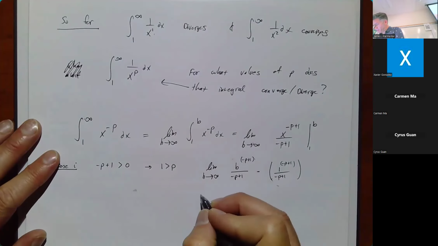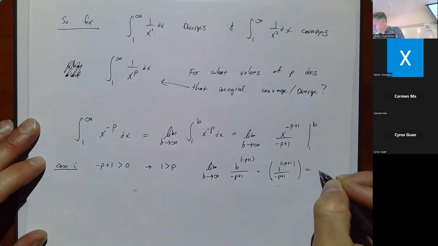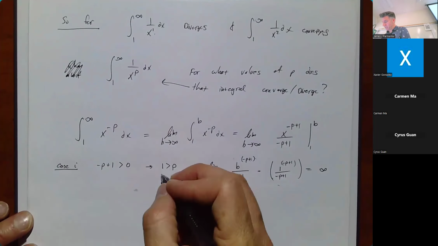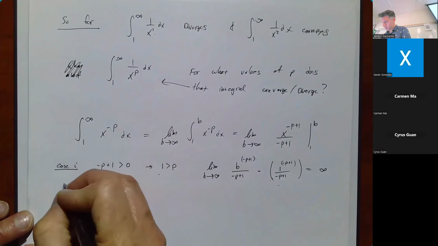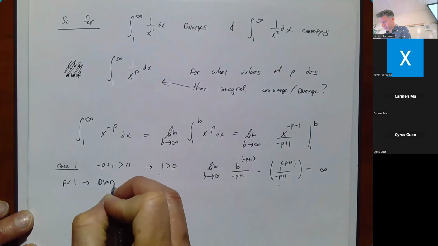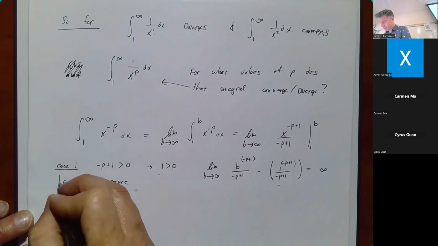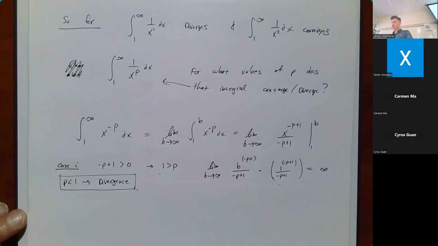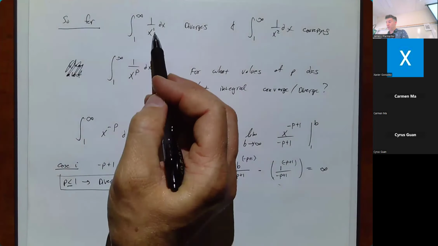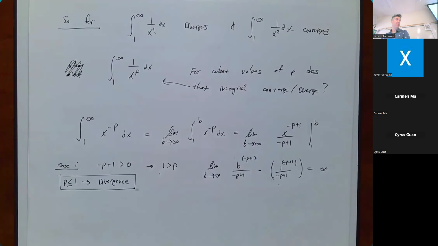So we're going to get infinity minus something that's finite, it doesn't matter. So in case 1 here, where p is less than 1, we get divergence. And then technically, I should really say p less than or equal to 1, because we saw before that if p was equal to 1, that integral diverged as well.